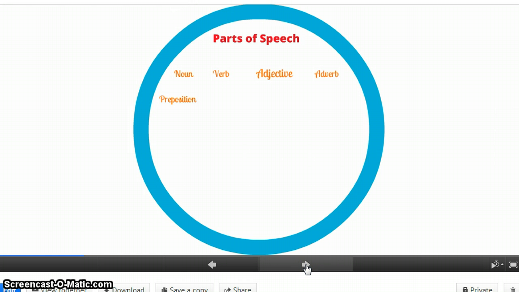Preposition shows position. That's words like in or on. Conjunctions join parts of sentences or sentences together. Interjections are the random things that interject into a sentence, like wow or hey. And a pronoun is a word that takes the place of a noun, like he, they, or me.